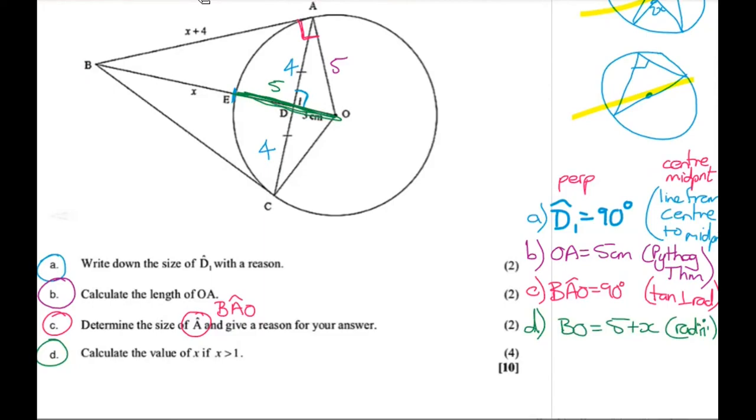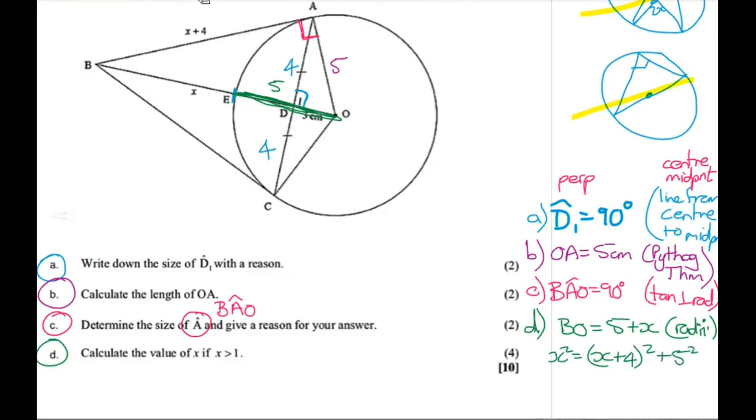Ma'am, you know that OA is 5. Yes, I know that, right? OA is 5. So then maybe you could use Pythagoras to calculate the value of X. Just prove the right angle triangle. So how would we go about with Pythagoras? X squared is equal to X plus 4 squared plus 5 squared.